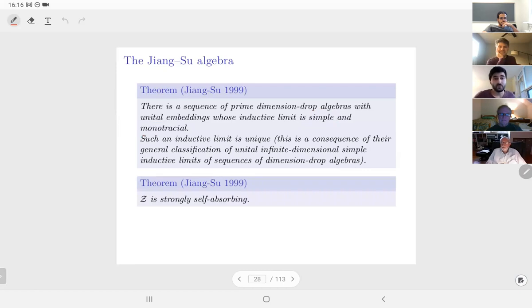They also, in the same paper, even before the notion of strongly self-absorbing was defined, proved that Z is strongly self-absorbing. So they realized that really this is an important notion. It's quite a nice paper. It's quite impressive.